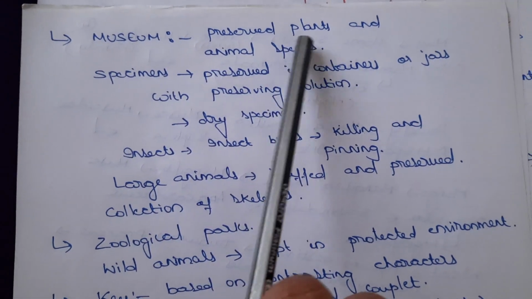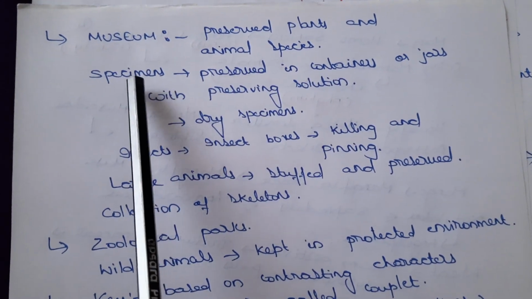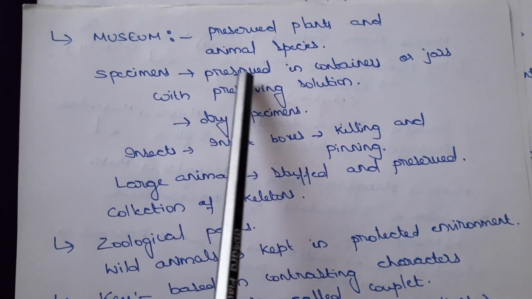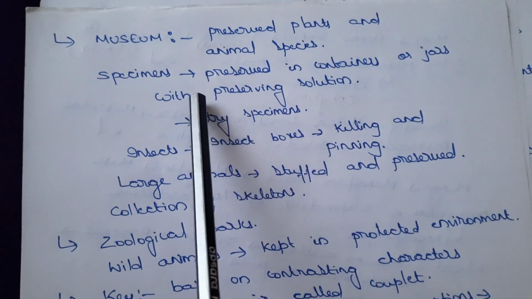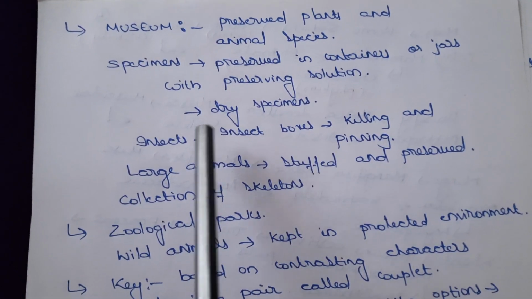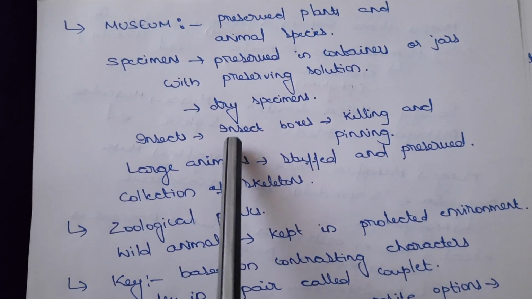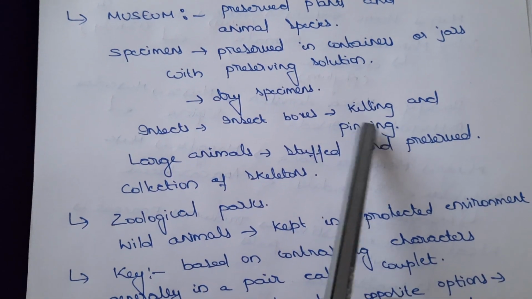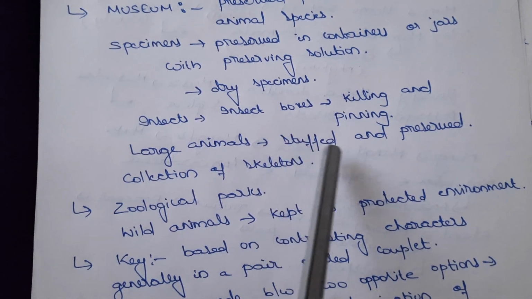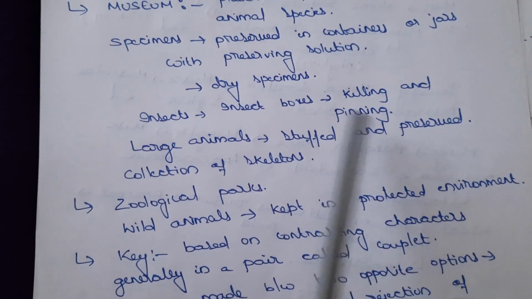Here we will find preserved plant and animal species. The specimens can be stored in different ways. Either we can preserve them in containers or jars with the help of preserving solution, or we can also keep dry specimens. In case of insects, we have insect boxes. In these boxes we will find insects which are killed and pinned. Then large animals will be stuffed and then preserved.